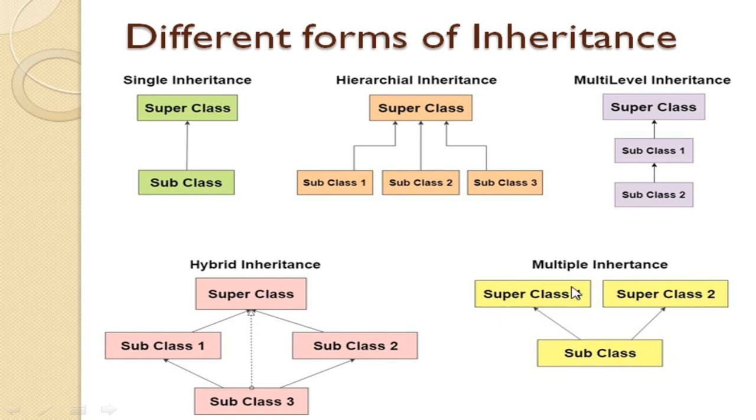Next is multiple inheritance. You will have 2 or more superclasses for a single subclass. And then the final one is hybrid, which is a combination of the above. That means you can have multiple and multi-level inheritance or hierarchical inheritance together. You call it hybrid inheritance.